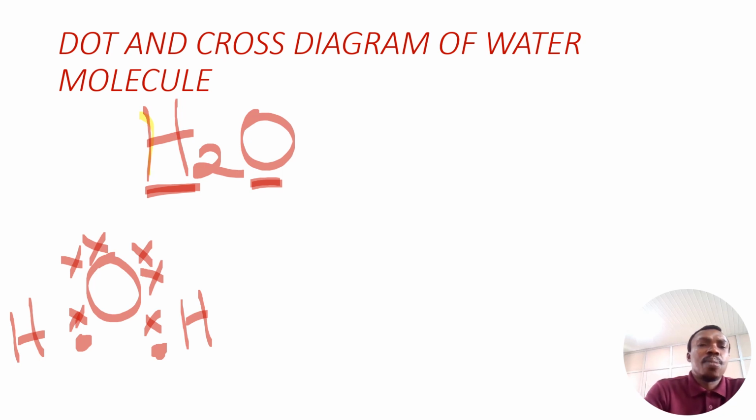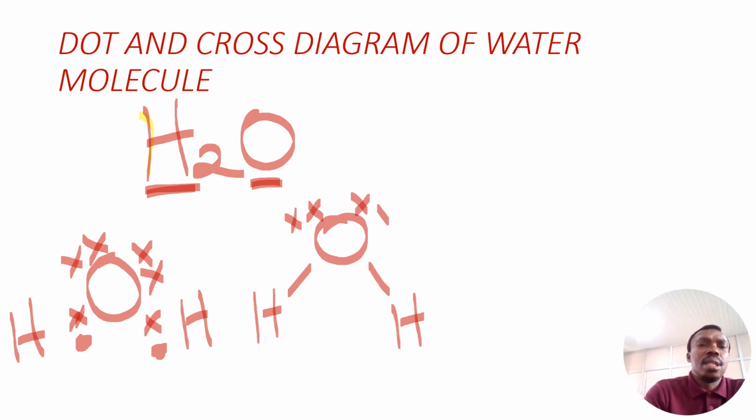So if I were to draw the display formula, it would look like this: oxygen single bond hydrogen, oxygen single bond hydrogen. So we'll have 2 lone pairs. I can use dot or cross to represent the lone pair. So this is the display formula. You can say it has to do with single covalent bond because each of the atoms contributes 1 electron for the bond formation. We can also use the shells to represent the dot and cross diagram in water molecule.